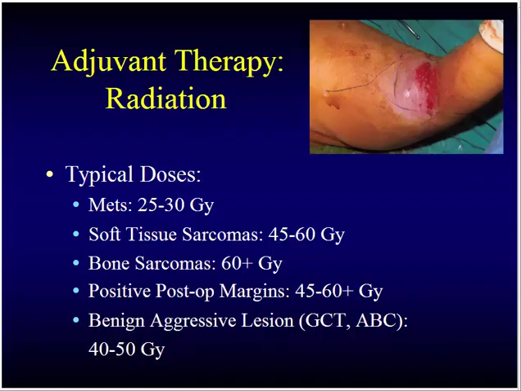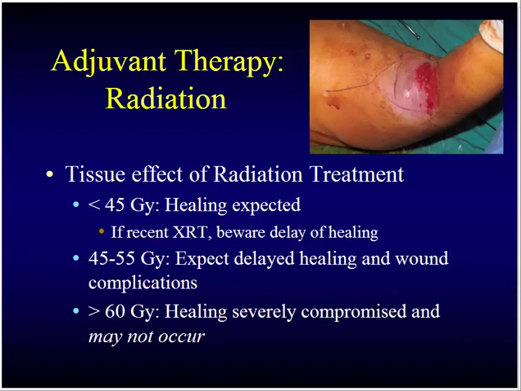So here are some typical doses for treatment of tumors. Most Mets get somewhere between 25 and 30 gray. So 2 to 3 weeks of radiation treatment. Soft tissue sarcomas get between 45 and 60 gray. Bone sarcomas, we really zap them. They go 60 plus. Positive margins, you see 45 to 60, and benign aggressive lesions at 40 to 50 gray. This is something good to keep in your back and your mind. More importantly, for your own well-being and practice, you got to remember these numbers here.